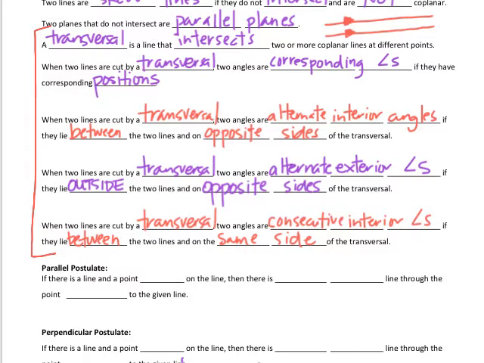So a transversal is a line that intersects two or more coplanar lines at different points. So if you can imagine two lines and then a line that intersects the other two lines, the line that we would call the transversal would be this one here, because it's the one that intersects the two or more coplanar lines. So if I had more lines than that, 4 or 5 lines, that's still the transversal because it's intersecting two or more lines at different points.